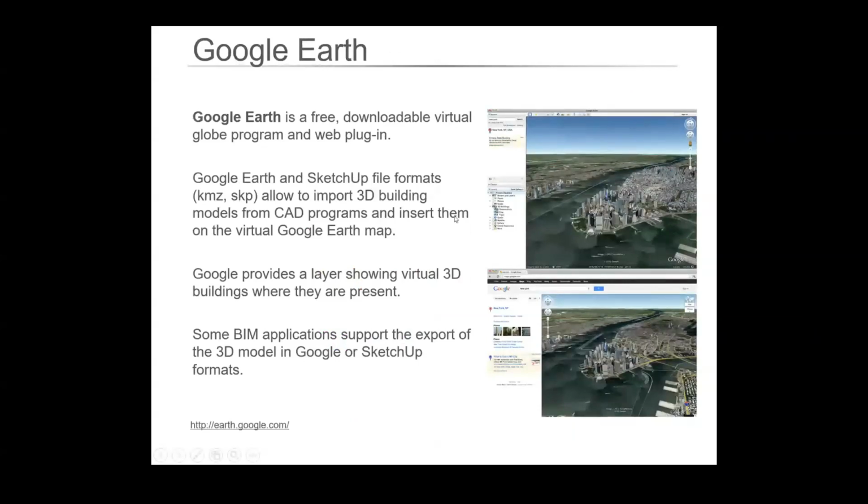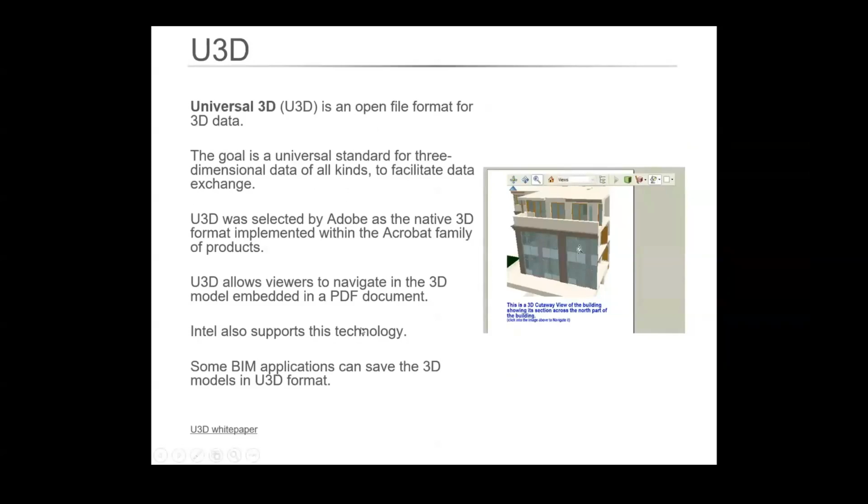And then in Google Earth, obviously you're able to export from SketchUp and ArchiCAD to place an object on Google Earth, if anyone's interested in that. And you can also go to Google Earth and bring back 3D information into ArchiCAD. And then this is another one, Universal 3D. This is another open file format for sharing. That's just the Adobe one, but I don't know too much about that, so we can call it quits there.